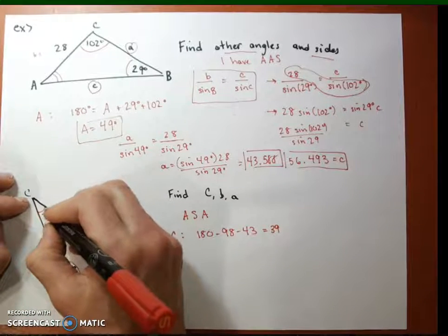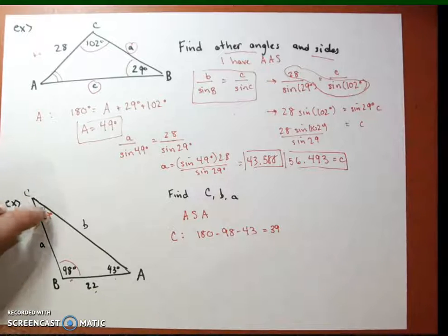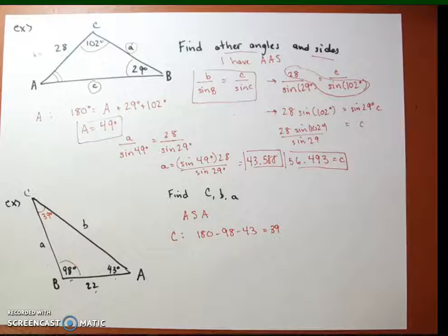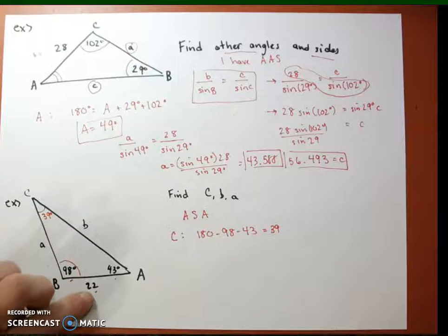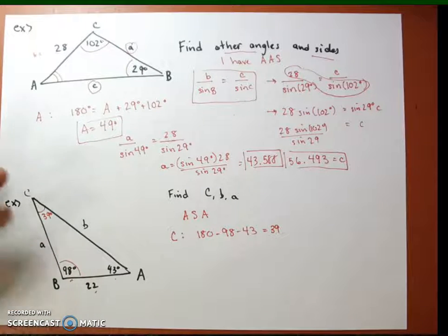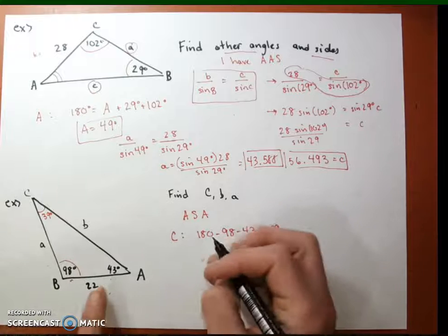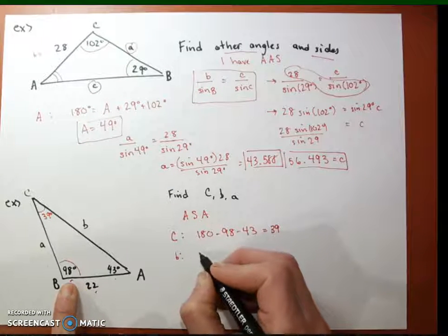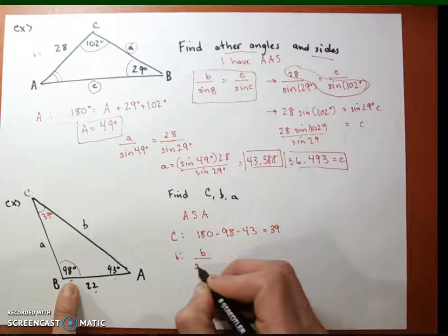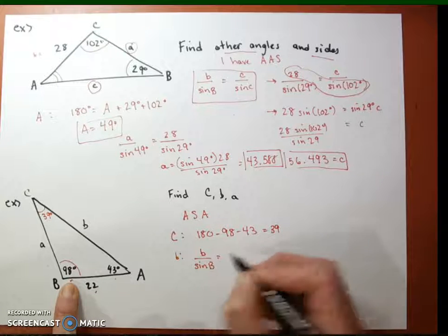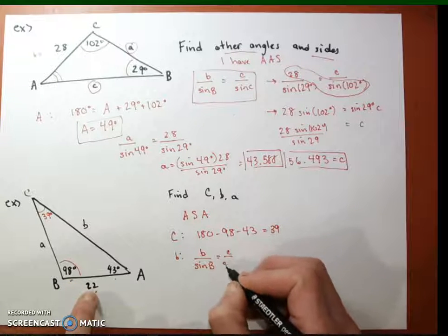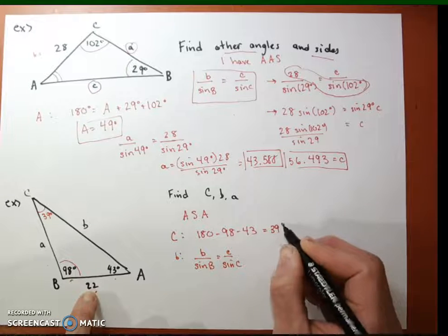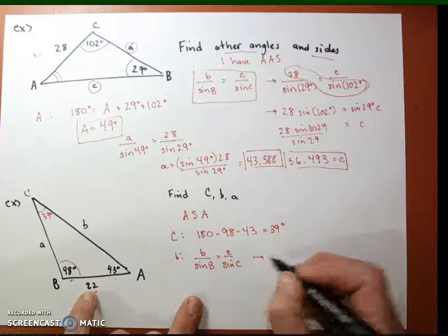So let me fill that in. And now I have angle, angle, side. And that is pretty useful to me because I want to compare the sine of angle C to side c in order to get any of the other values. So maybe next we should do little b. So to do little b, I need to say b over sine of big B equals c over sine of big C.